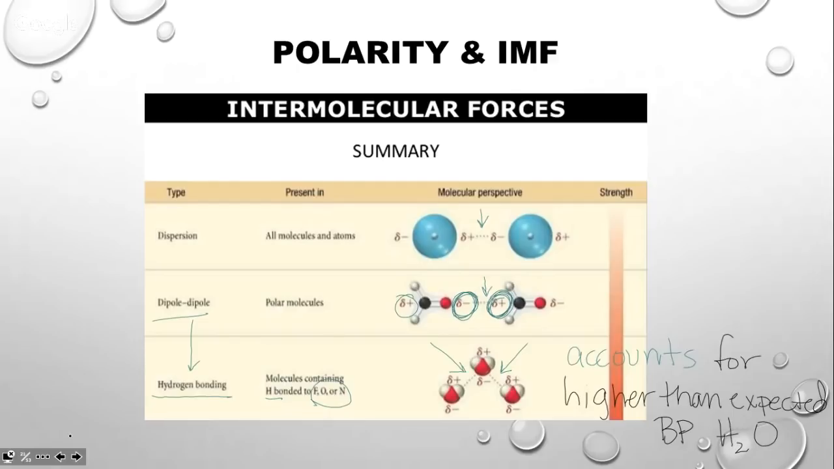We can also talk about the fact that, remember, boiling point is directly related to the strength of intermolecular forces, regardless of the type. So if you have something with a higher boiling point, that means that it has stronger intermolecular forces. If something has a lower boiling point, that would mean comparatively its intermolecular forces are weaker.